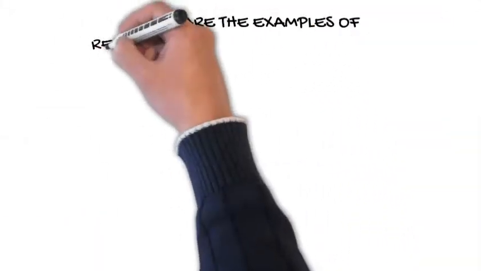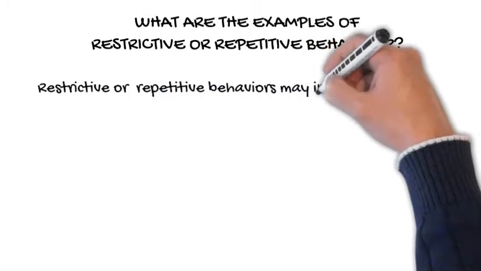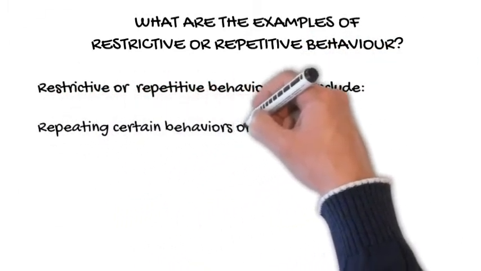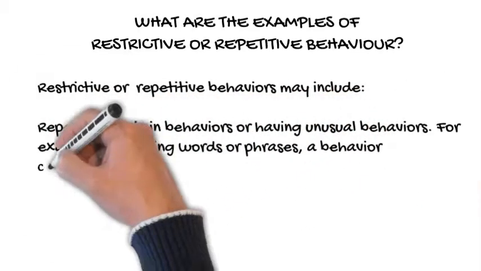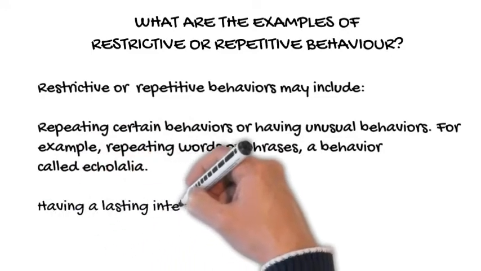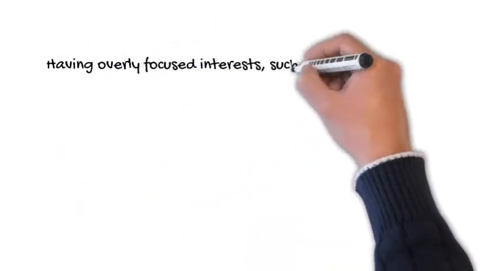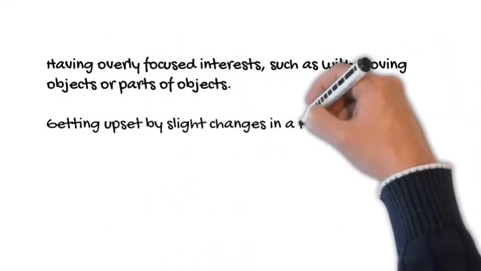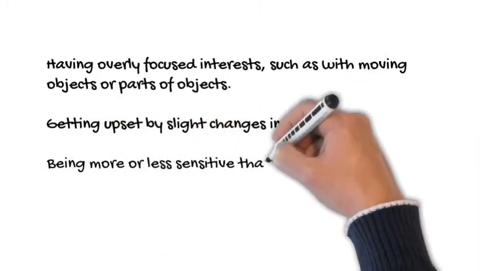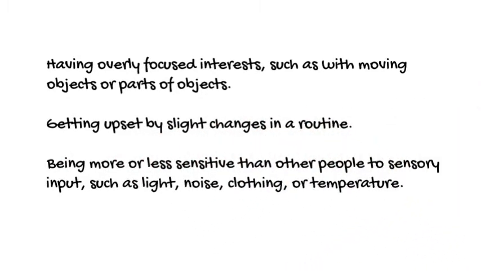What are the examples of restrictive or repetitive behavior? Restrictive or repetitive behaviors may include repeating certain behaviors or having unusual behaviors. For example, repeating words or phrases, a behavior called echolalia. Having a lasting intense interest in certain topics, such as numbers, details, or facts. Having overly focused interests, such as with moving objects or parts of objects. Getting upset by slight changes in a routine. Being more or less sensitive than other people to sensory input, such as light, noise, clothing, or temperature.